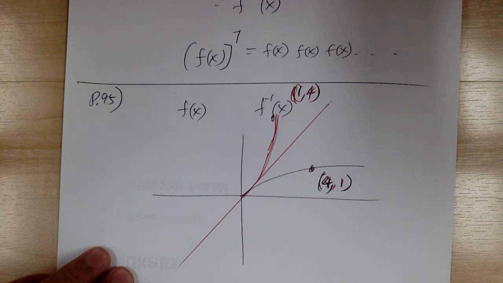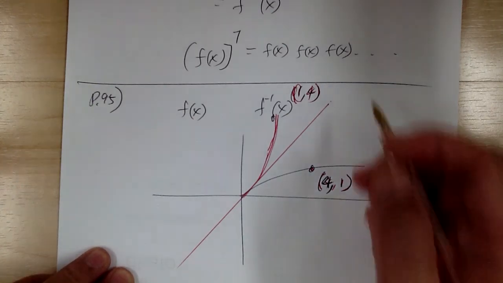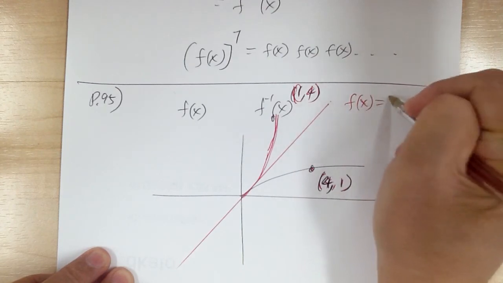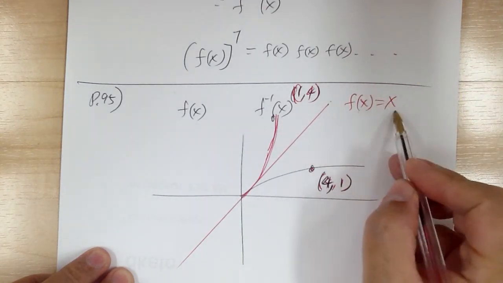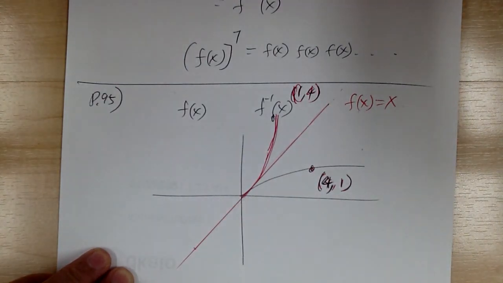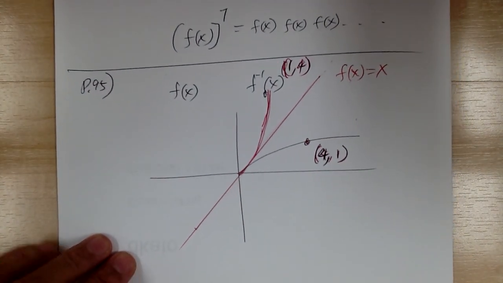Now there are some functions that are equal to their inverse, right? For example, if you have f of x equal to x, that means y equal to x, and that is this line over here. So when you flip, you still get the same, right? So there are some functions that are equal to their own inverse.